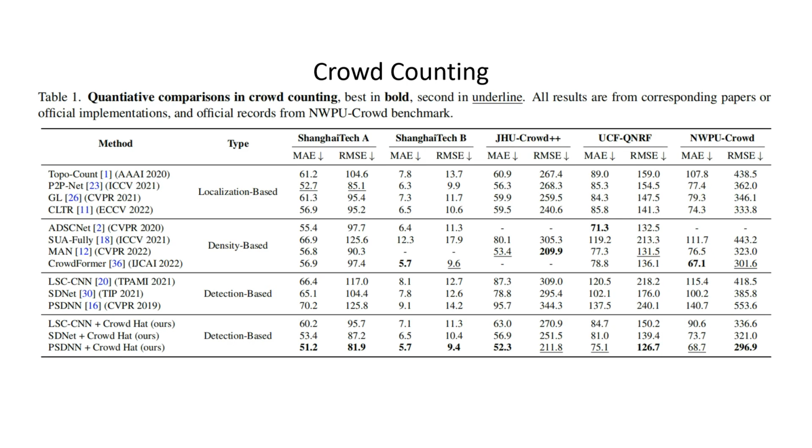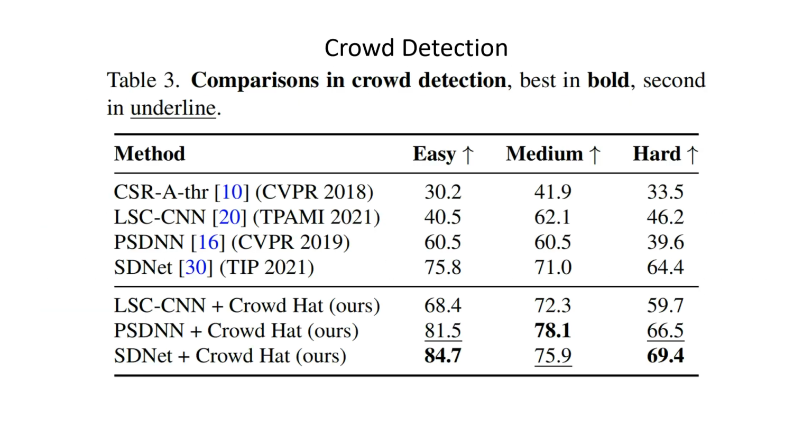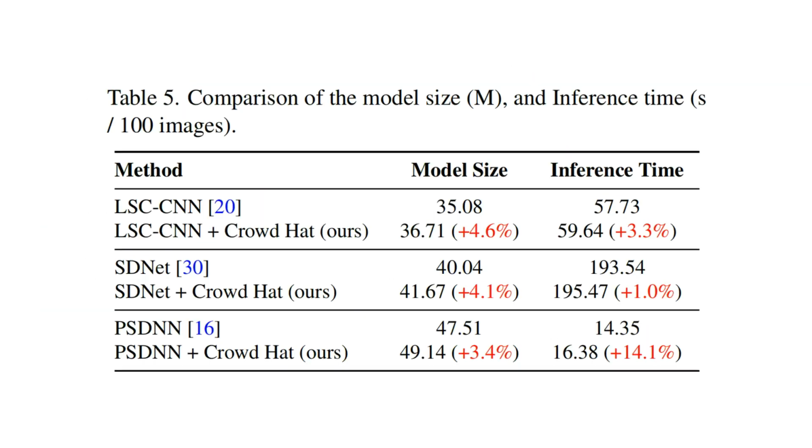Our CrowdHat module can be easily added to various one-stage and two-stage detection methods, and it can significantly enhance the crowd analysis performances on crowd counting, crowd localization, and crowd detection. Our CrowdHat module is lightweight. After adding our module, there was no significant increase in model size or inference time, making it easy to adapt to different methods.